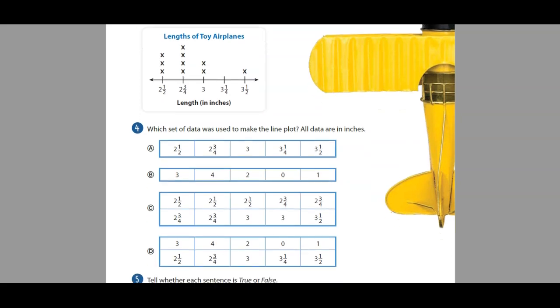So which one of these right here? Which set of data was used to make the line plot? All data are in inches. Okay. So here's the thing. Do I have any 4s in here? No. So would it be B? Because all of these are whole numbers. That can be it. Okay. Could it be? Well, here's another thing. Do you have any 0s there? No, I don't. Oh, but wait a minute.